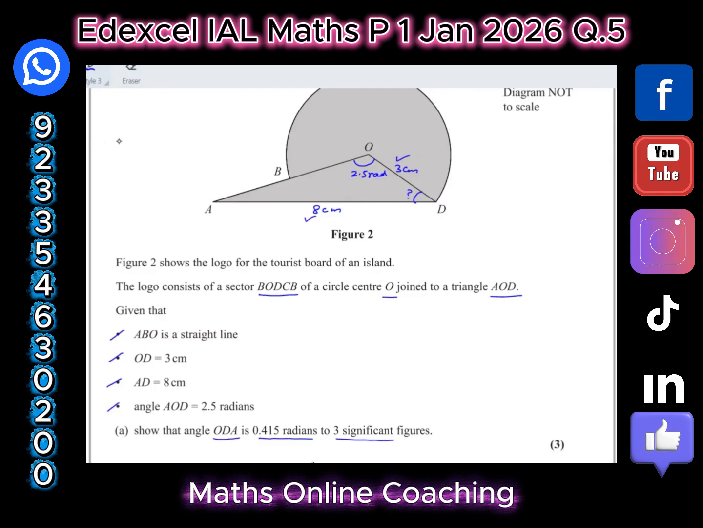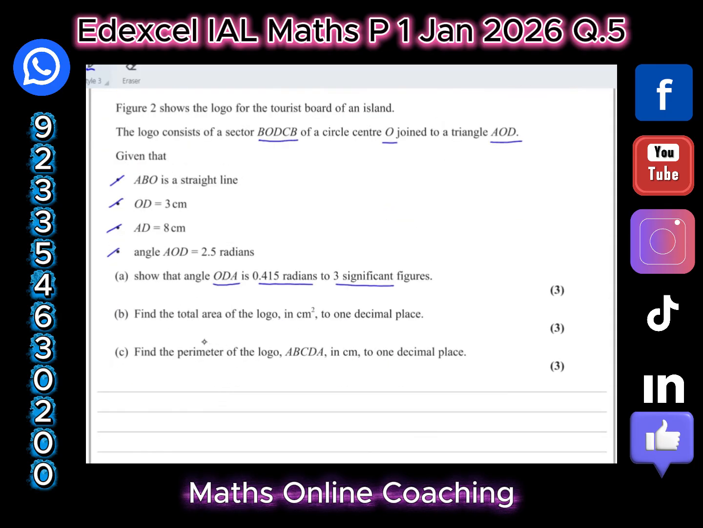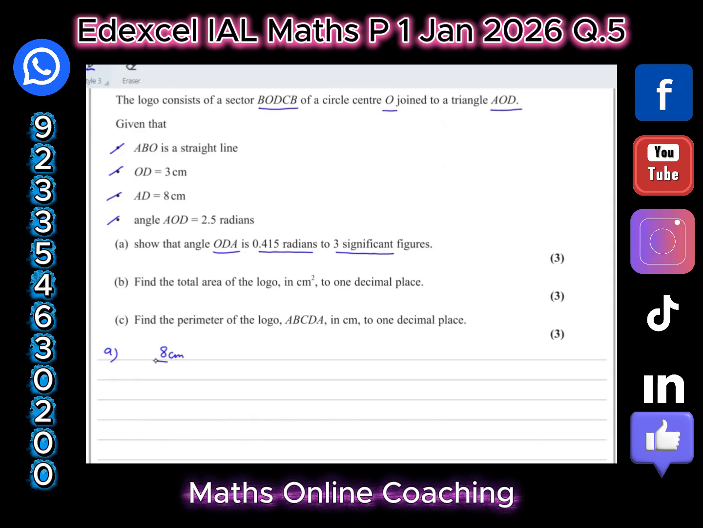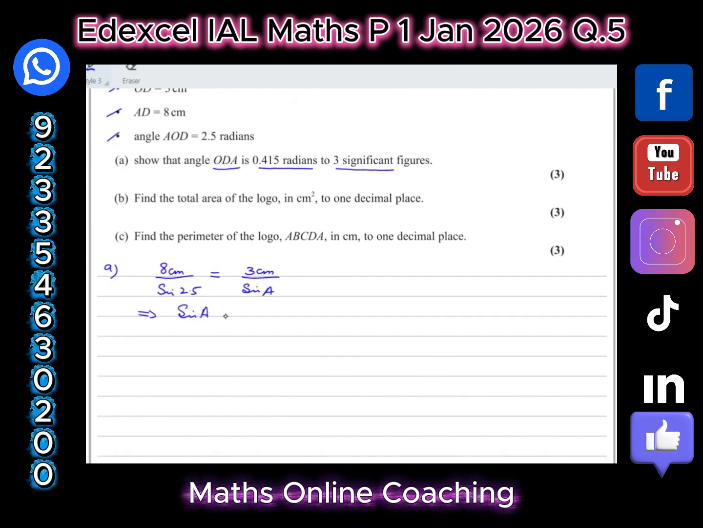By the rule of sines, the side AD by sine of the angle opposite to AD, which is angle AOD, is equal to the side OD by sine of the angle opposite to OD, which is the angle A. Using the values in the formula, 8 centimeters by sine 2.5 is equal to 3 centimeters by sine A. It gives sine A is equal to 3 multiplied by sine 2.5 divided by 8, and A is equal to sine inverse of 3 sine 2.5 divided by 8.